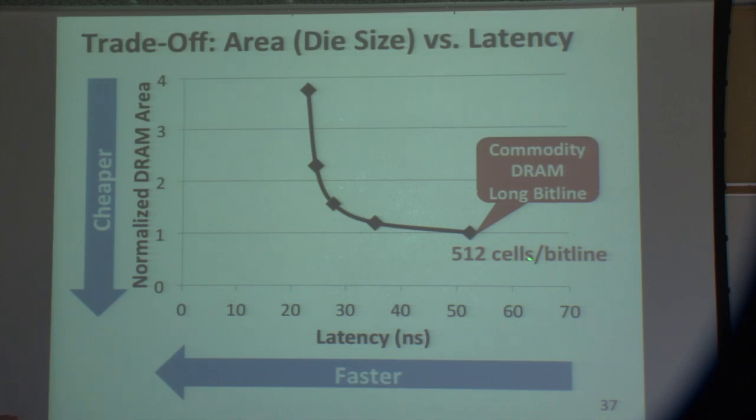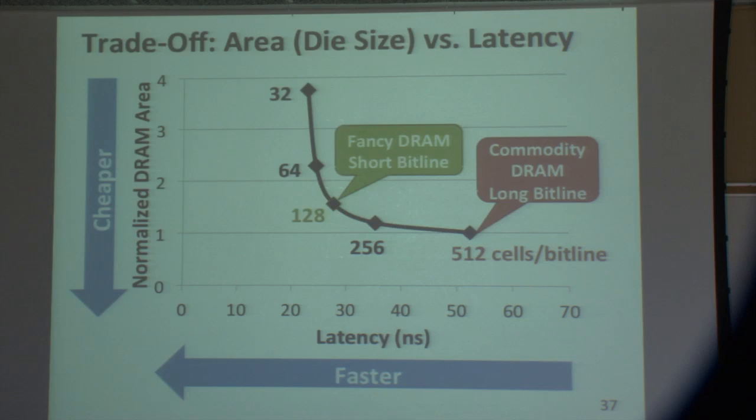This is 512 cells per bit line, similar to commodity DRAM today. And there's some fancy DRAM that I just talked about, reduced latency DRAM and fast cycle DRAM, that has short bit lines. That gets you much lower latency, but your area cost is much higher. Well, this is the normalized area, but the cost is much higher over here. You can try to buy those DRAMs and tell me what the cost is, but it's a lot. Okay, our goal is to get here. Then the key question is how do you get here, right?